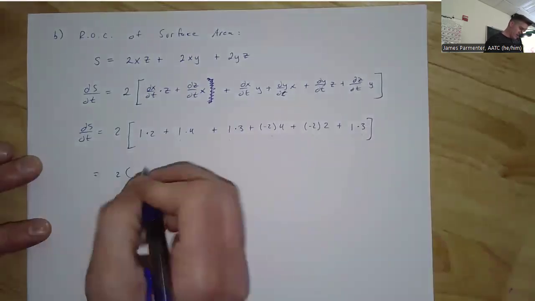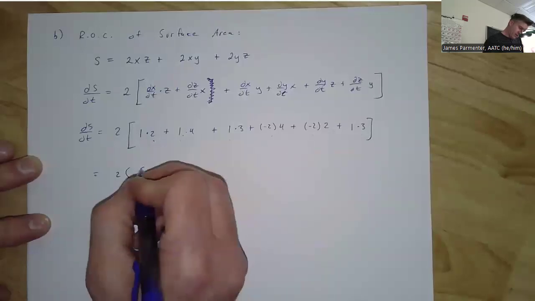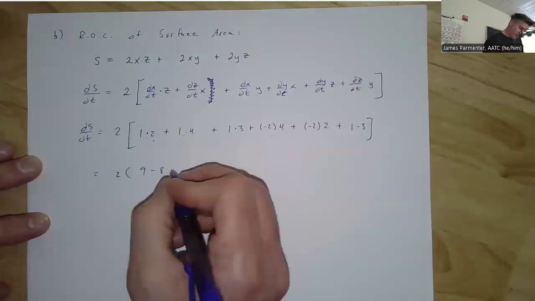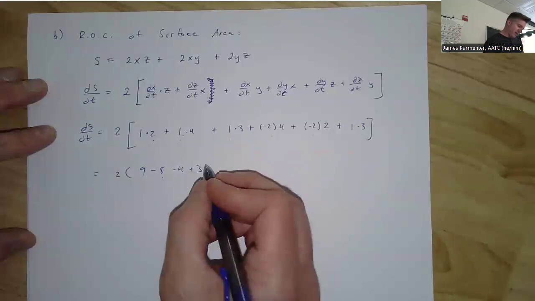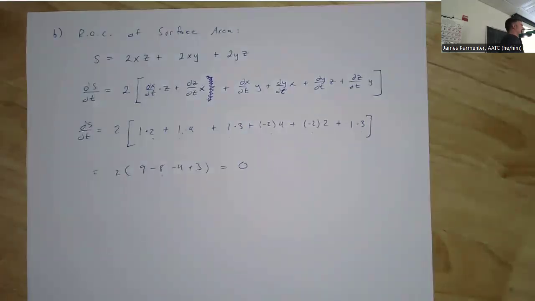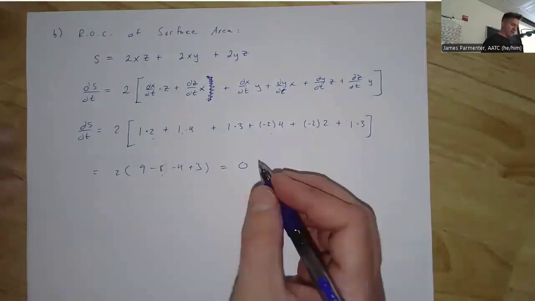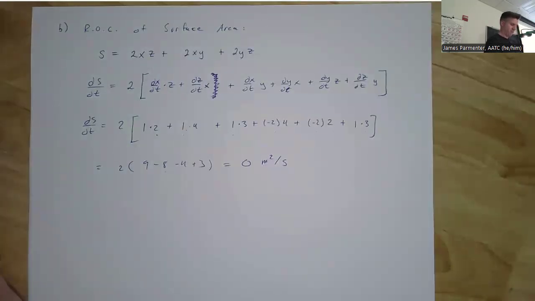So I get 2 times 2 plus 4 plus 3 is 9, minus 8, minus 4, plus 3. Let's see, don't tell me I'm going to get 0. That's disappointing. I don't know why it's disappointing to get 0, it just feels disappointing. So the rate of change is 0 square meters per second. Boo. It shouldn't matter, right? 0 is a perfectly fine answer. It just feels like you expected something to be changing here.